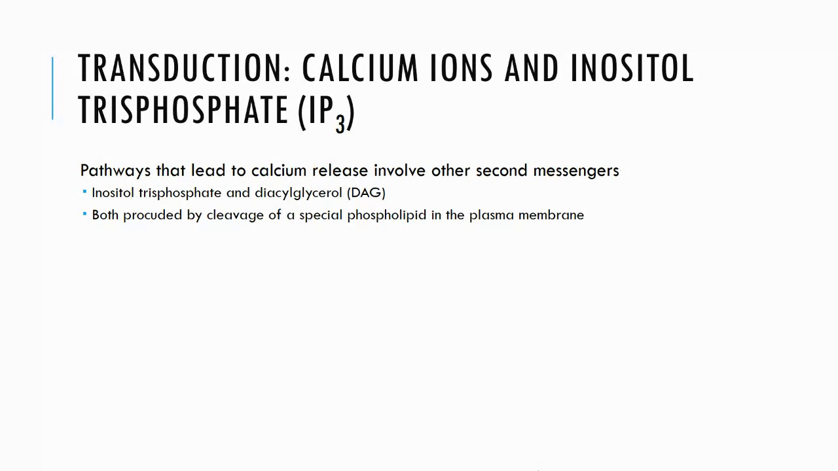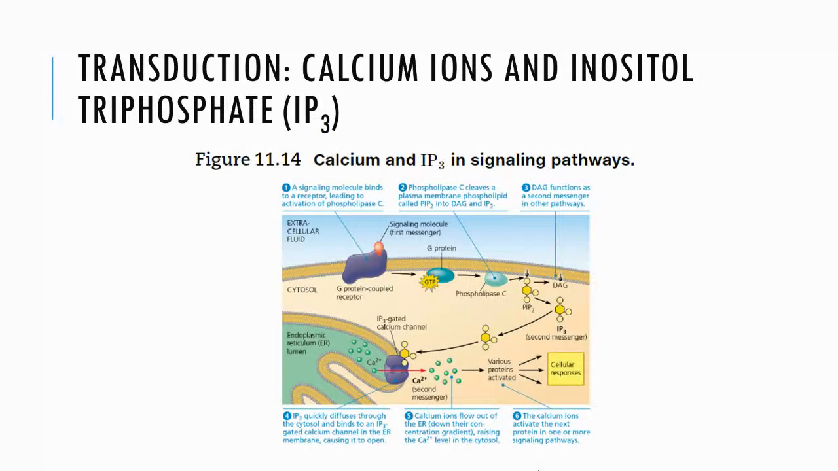Pathways that lead to calcium release involve other second messengers like IP3 and DAG. They both are produced by a cleavage of a special phospholipid in the plasma membrane. So here is yet another example of calcium and IP3 in signaling pathways, which you can review on your own. It's pretty similar to what we've seen since the beginning of this.